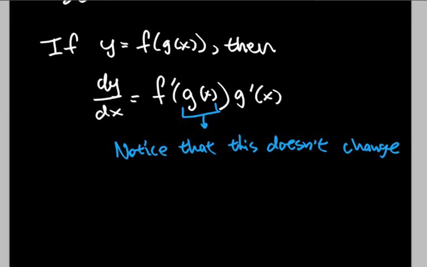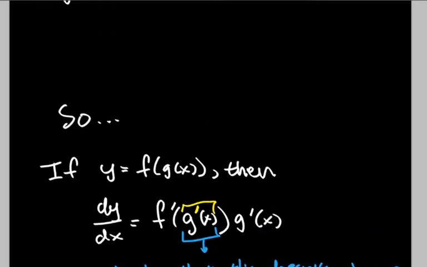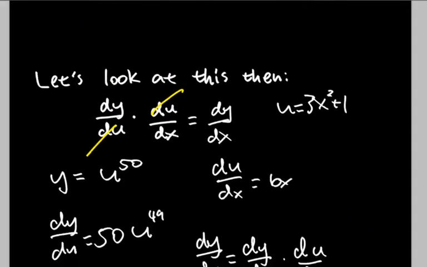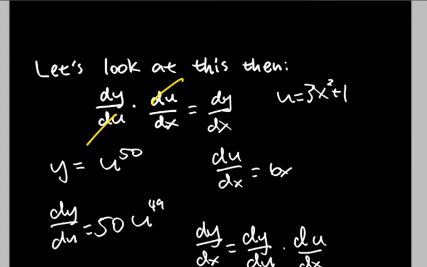So notice that the g of x part stays the same. This did not change at all. I've seen a common mistake where when people take the chain rule of things, they take the g prime inside of here. Don't do that. That actually doesn't make sense, especially given what we just did. Up here, when we did that whole dy du times du dx, there's nothing happening in there except for just taking the derivative of u. And u is not going to change at all. It's just going to stay there.